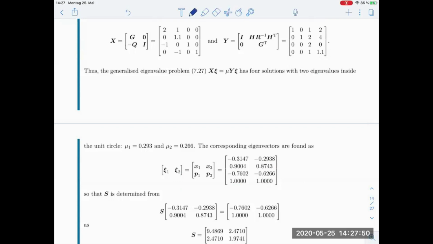In MATLAB, you do that with V and D equals eig. For the generalized eigenvalue problem, it's probably X and Y, but please look that up to check whether that's the correct order of the matrices. Essentially, it's the eig command, and it will give you the eigenvectors, and it will give you the eigenvalues on the diagonal of this matrix.